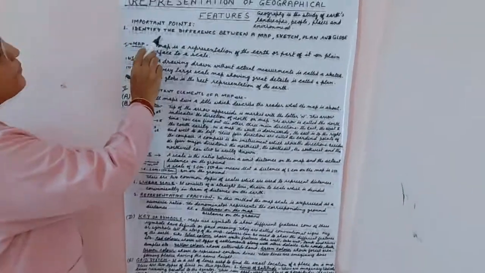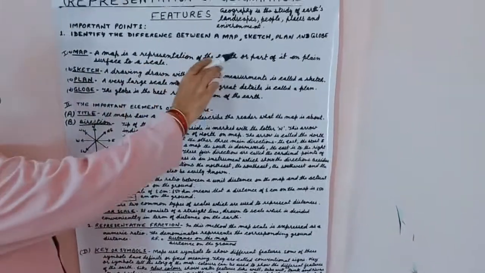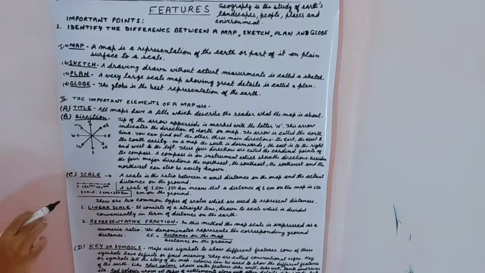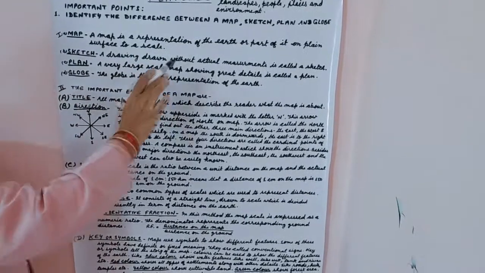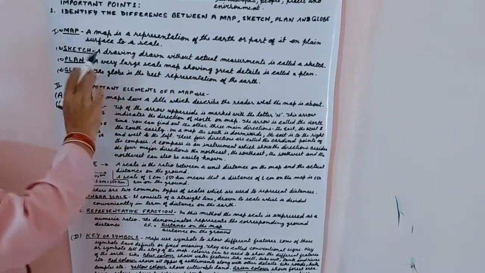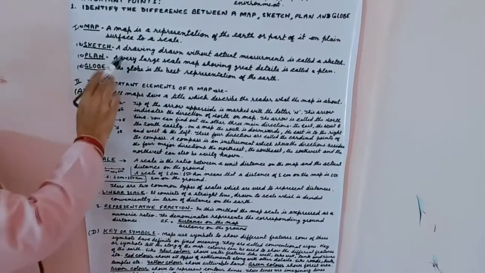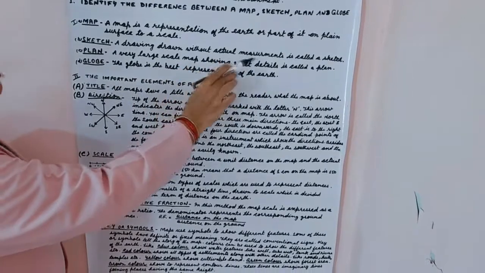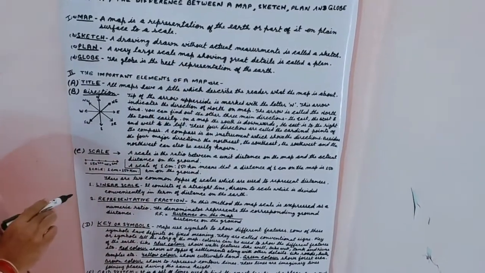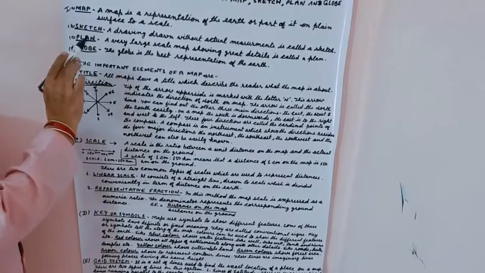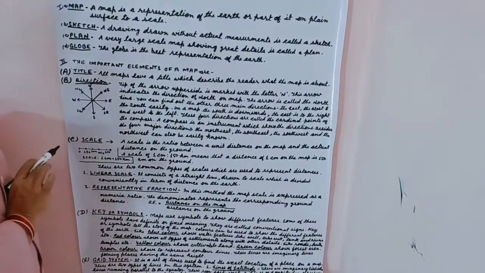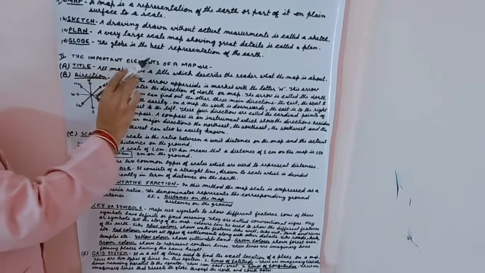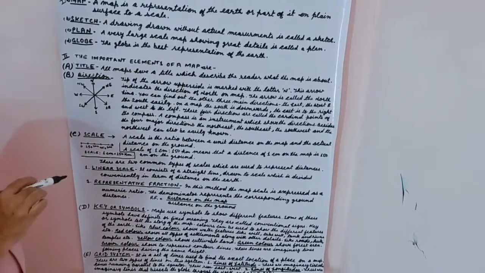Number 1. Identify the difference between a map, sketch, plan and globe. A. Map. A map is a representation of the earth or part of it on a plane surface to a scale. B. Sketch. A drawing drawn without actual measurement is called a sketch. C. Plan. A very large scale map showing great details is called a plan. D. Globe. The globe is the best representation of the earth.